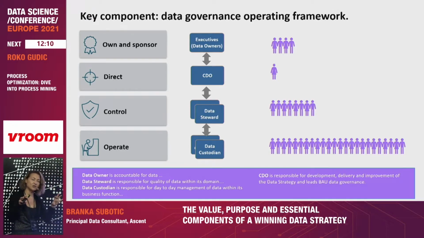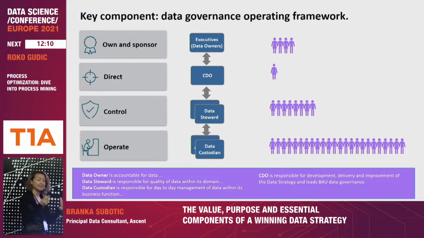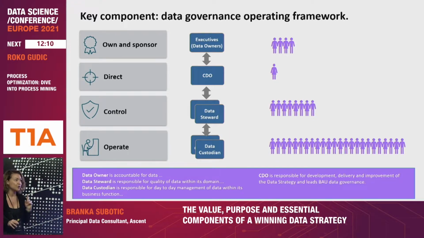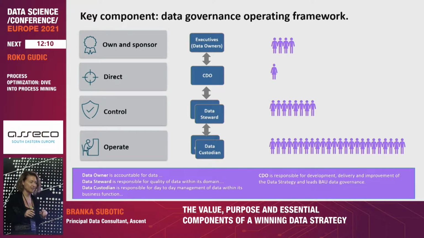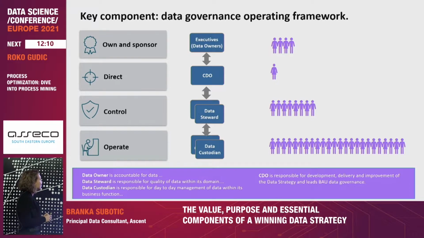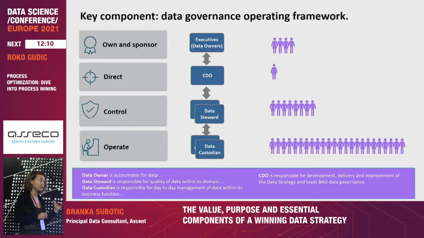Because with execs, you have the accountability layer. They can't delegate. They can delegate responsibility, but not accountability. So it's important that they decide who's going to own which data domain, as we call it. They're the owner, they're accountable, and at the end of the day, they're going to be responding if anything goes really wrong.